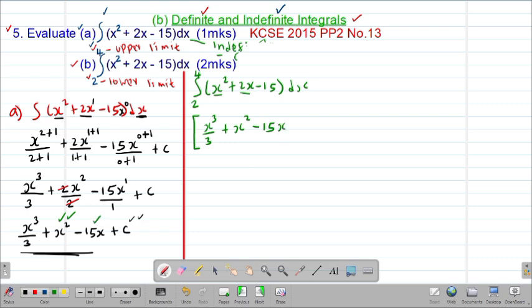We said that under definite integrals, that is, whenever the limits of integration are given, we don't need the constant of integration. So I'm not going to add the c, because even if you add it, it's going to cancel out during the process of substituting the limits. So we start by substituting the upper limit, which is 4. We're going to have the following. So this will be 4 to the power of 3.